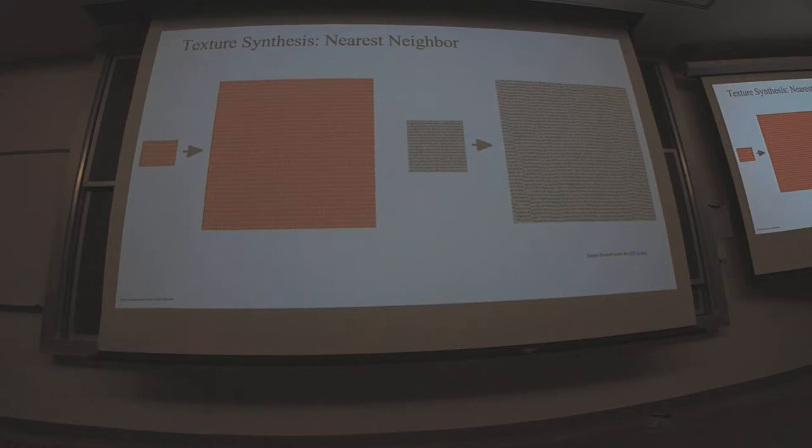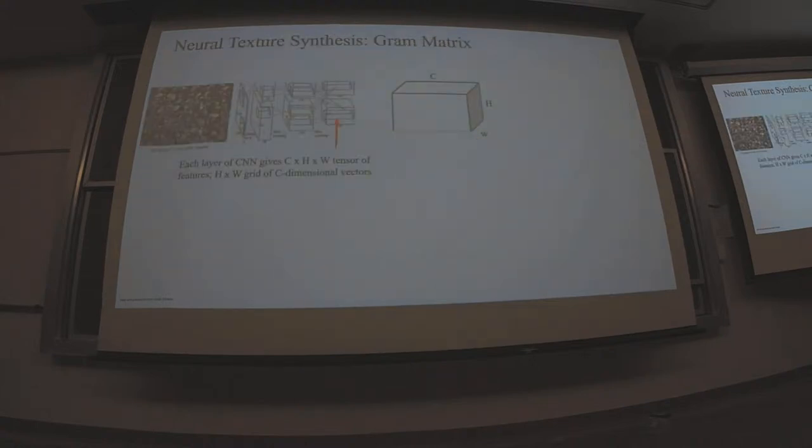But here, these textures are pretty simple, right? If we want to do a more complicated texture, then these computer graphics techniques may not work as well. So that's where we start using our convolutional neural net.